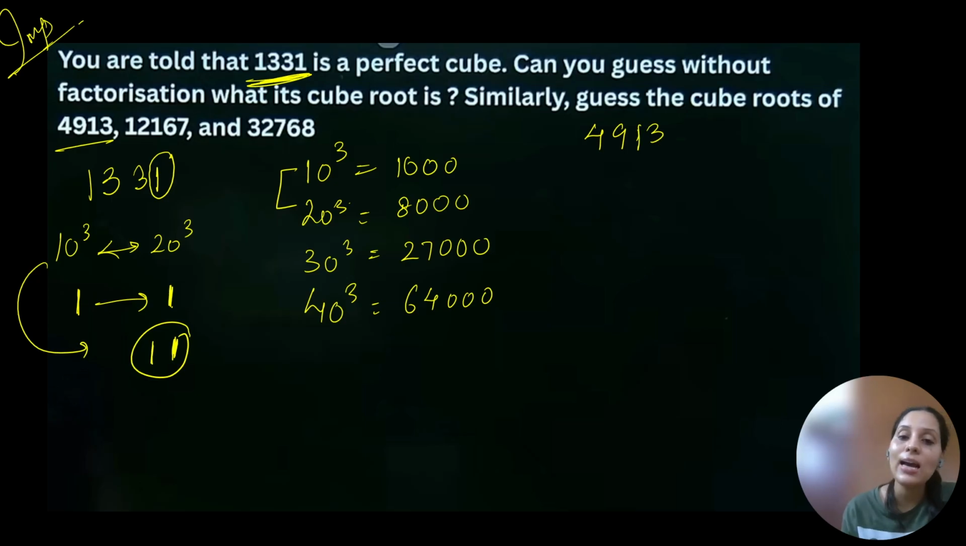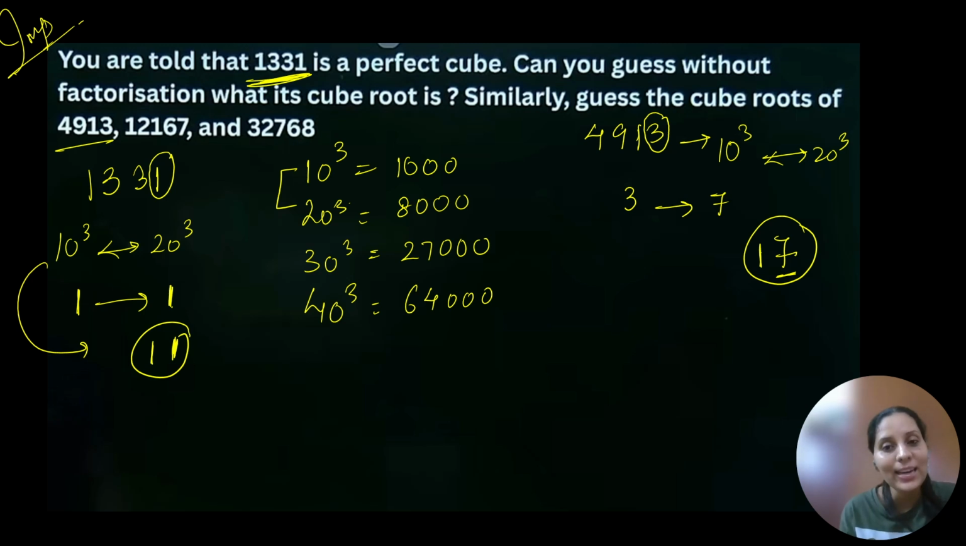4913. This again lies between 1000 and 8000, which is 10 cube to 20 cube. Now, what is the ones digit here? 3. We have seen that if a number ends in 3, its cube ends in 7. Yes. So the ones digit is 7 and the tens digit should be 1 because it lies between 10 and 20. So the cube root of 4913 is 17. So without solving also, we can do it using the pattern that we have learned.